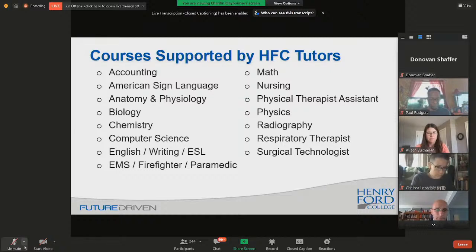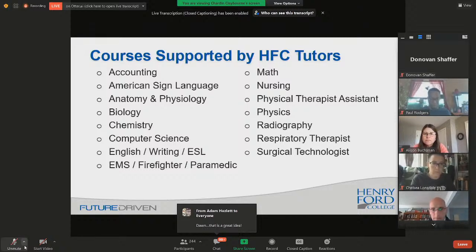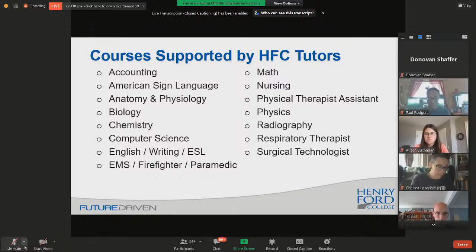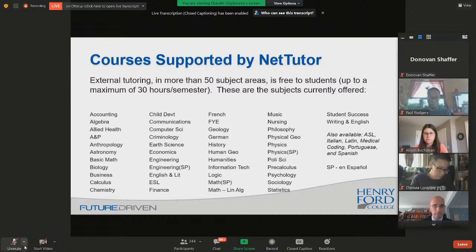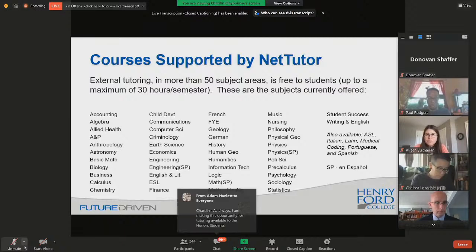These are some of the courses that we're supporting via HFC tutors this semester. And this changes and fluctuates depending upon who we're partnering with that semester, what availability we have, and instructors who have requested support. So we've tried to make that happen. And this is a slide that talks about the courses that are supported via NetTutor. So between the two, we try to cover a lot of bases. Of course, we're not necessarily able to cover everything, but if there's something, again, contact me so that we can have a conversation and see where we can go.